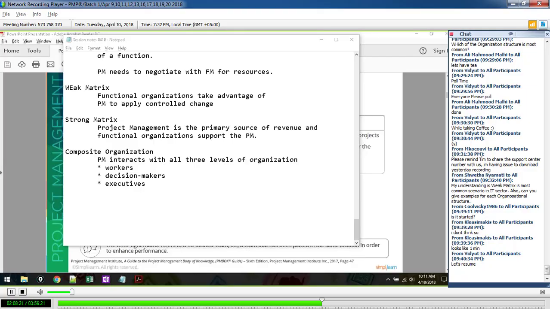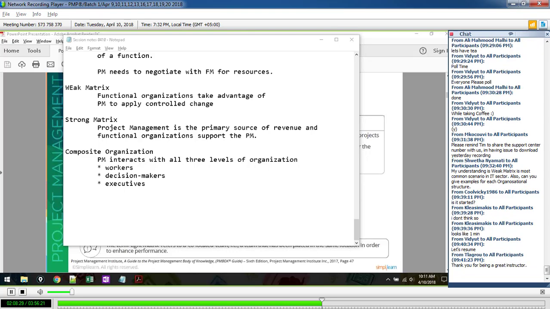Let's see here. Which type of organization culture is most common? I hate to say this, Shweta. Yes, it really depends. Weak matrix is most common scenario in IT. Sometimes. Can I give examples? Yes, and I think it's better if we give examples, okay?